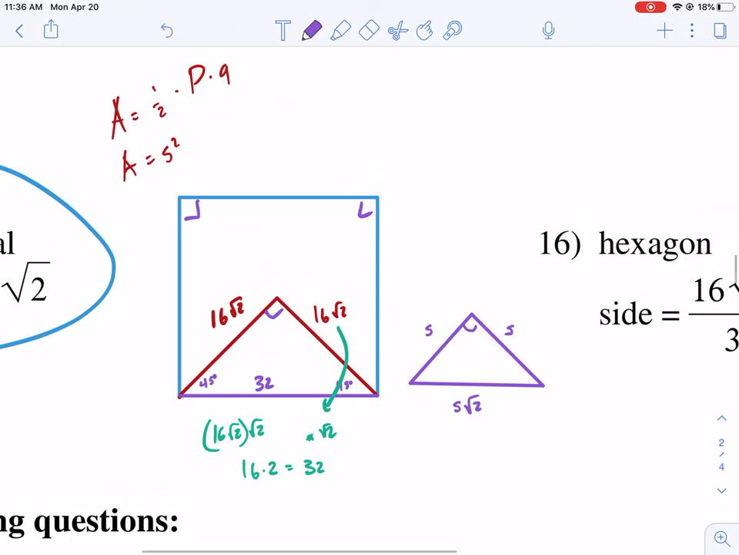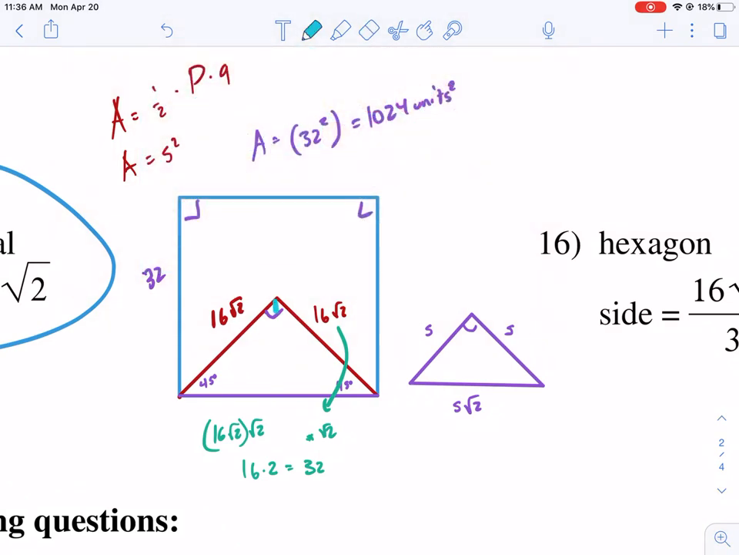And now I can just plug it into this formula. Area equals 32 times 32, which is the same thing as 32 squared. Give me a second. 32 times 32, I get 1,024 units squared.